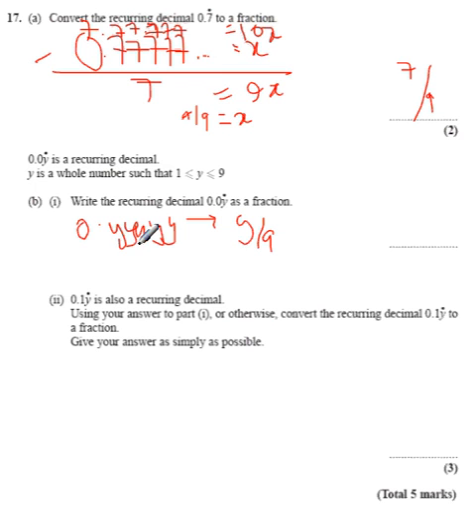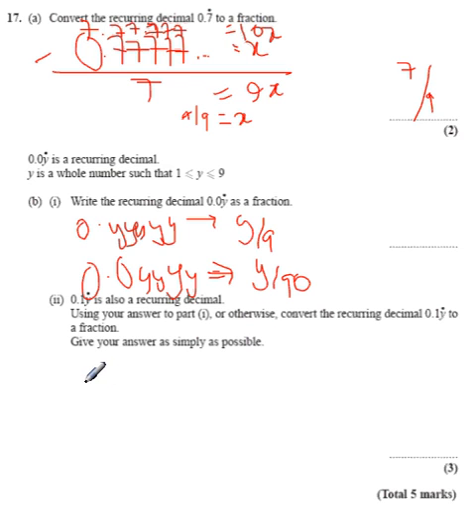And how do you get from 0.yy to 0.0yy? What have you done to that fraction? You divided it by 10, so this is going to go to y over 90. Then it says 0.1y recurring is also a recurring decimal. Use your answer to part 1 otherwise. Convert the recurring decimal 0.1y recurring to a fraction.